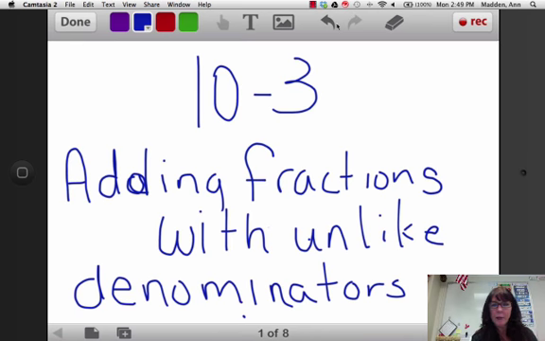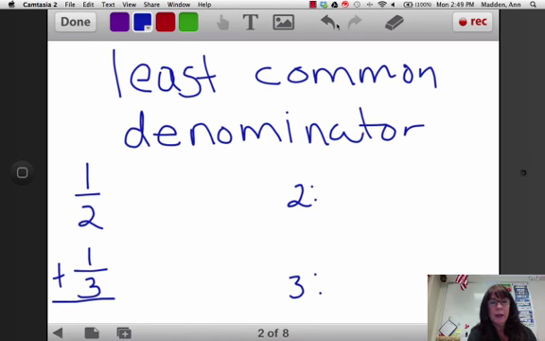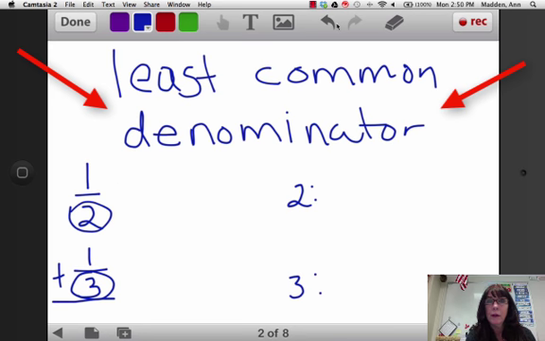Hi, tonight we're going to be talking about adding fractions with unlike denominators. The lesson is 10.3, and the first thing that we need to talk about is when adding fractions with unlike denominators, meaning the 2 and the 3, the first thing that we have to do is get a common denominator so that we're adding like things. So the first thing I look at are the denominators 2 and 3.